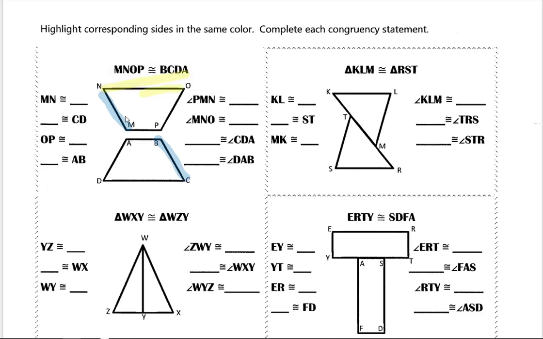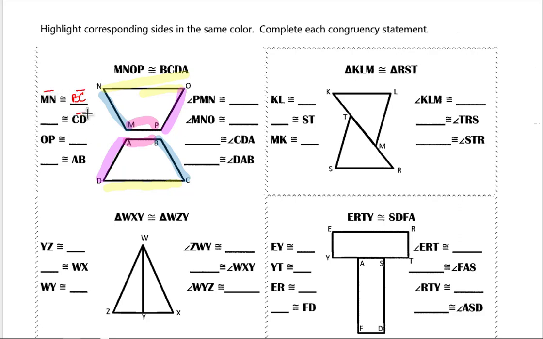So MN goes with BC, NO goes with CD, OP goes with DA, and MP is going to go with BA. And then we match the different parts up by color.